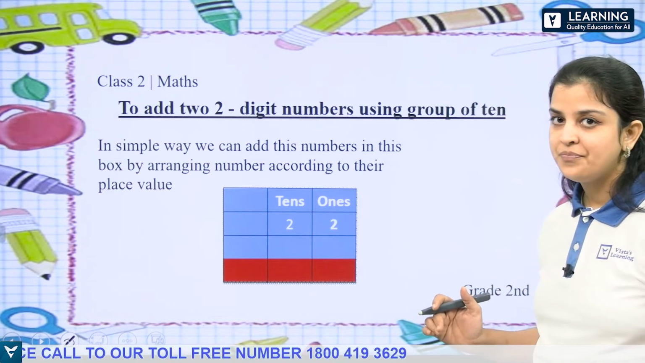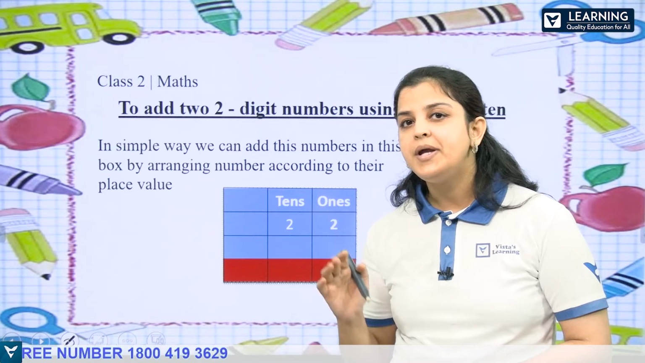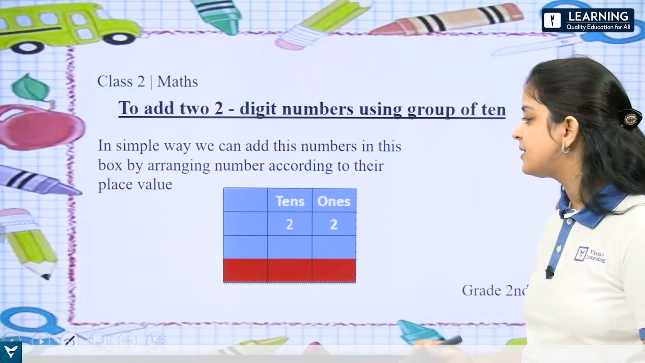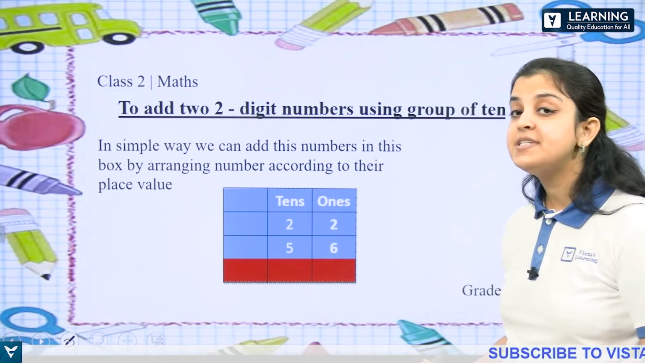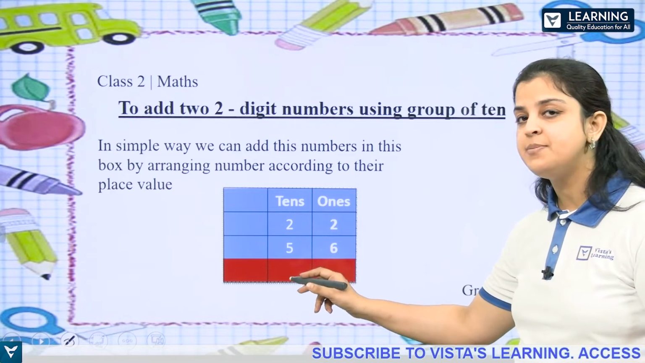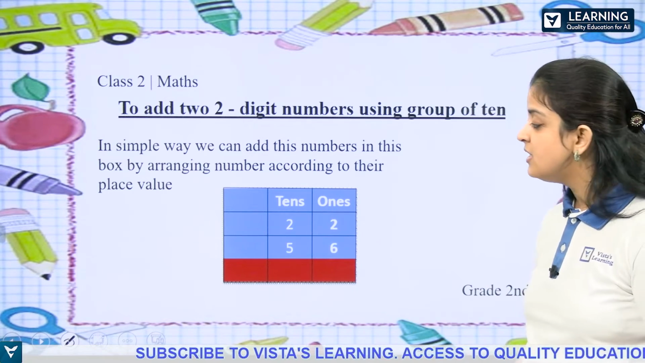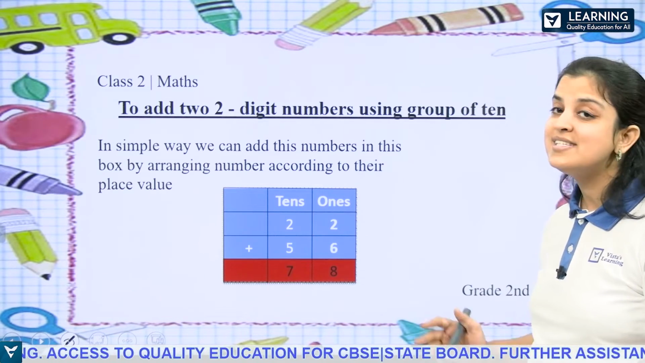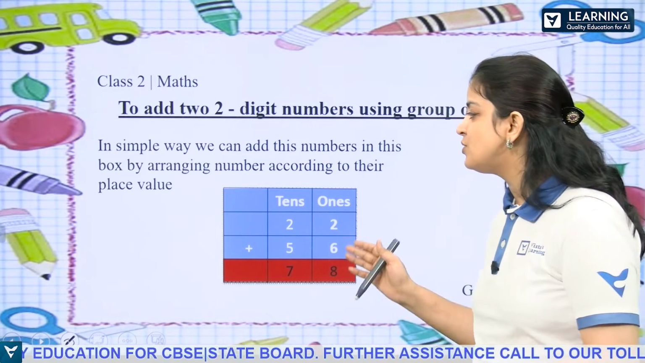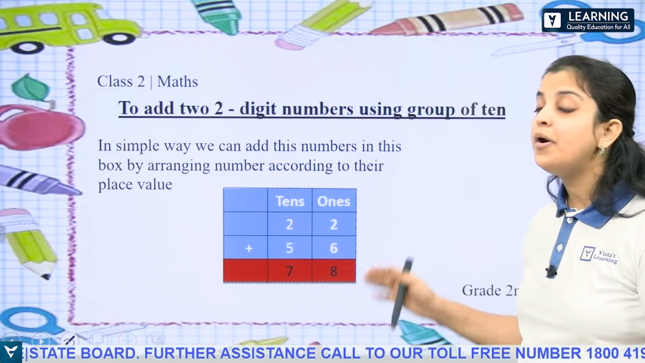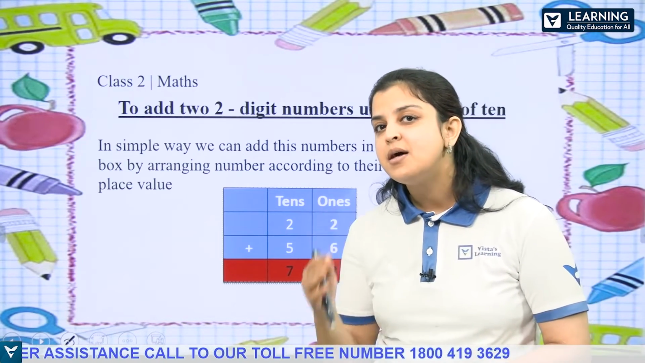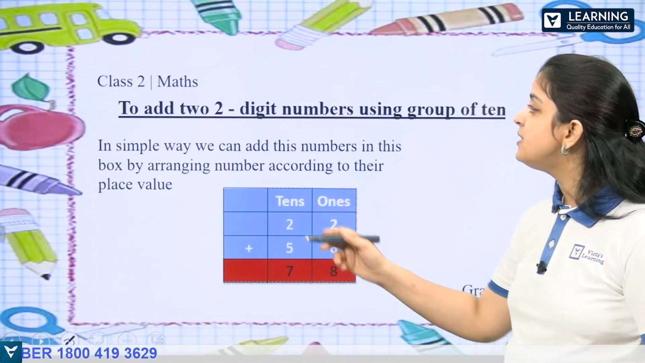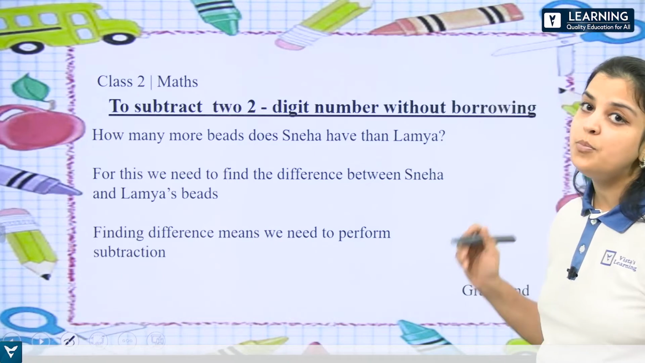So, 2 and 2, right? First, Lamia bought 22 beads, right? So, I will write 2 in tens place and 2 in ones place. Sneha bought 56 beads. So, I will write 5 in tens place and 6 in ones place. So, after adding, I will get 2 plus 6, 8, 5 plus 2, 7. So, in this simple way also, children, we can do addition, arranging numbers according to their place value, right? Now, let's understand to subtract 2-digit numbers without borrowing.